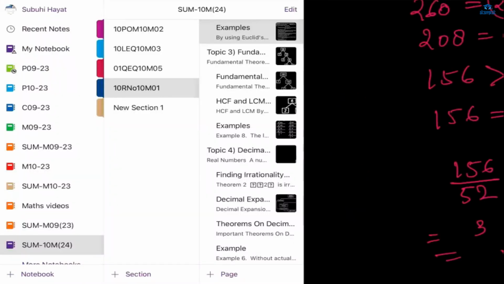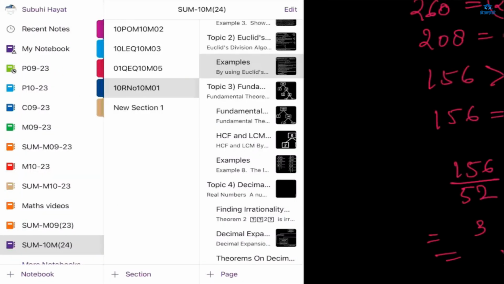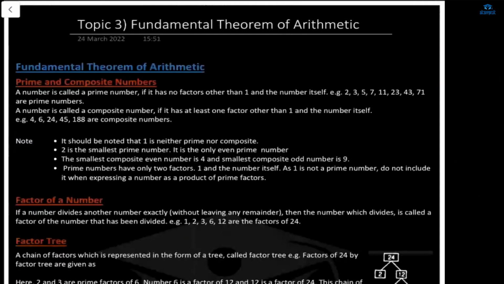So here we complete this topic segment, and now we are going with topic 3, that is the fundamental theorem of arithmetic. Now there are some common definitions that you know already. We'll just have a quick look at them. Prime number and composite number. Can you tell me what is a prime number? Prime numbers are numbers that are not multiples of any other number other than 1 and itself. It has only two factors, that is 1 and itself.